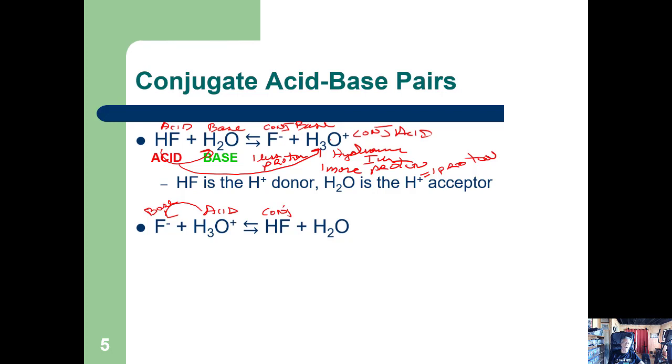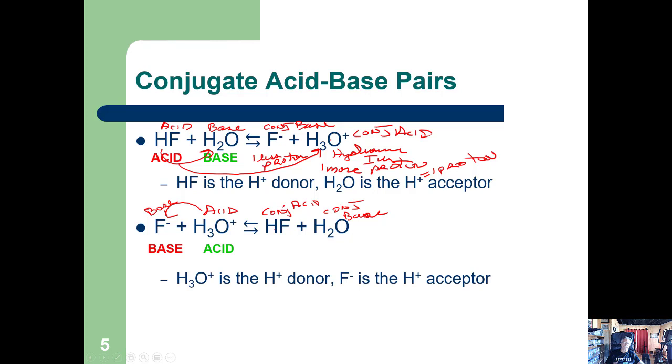Remember that the conjugate acid on the opposite side of the arrow will have one more proton, which HF does. And then we have the conjugate base, which is water in this particular case, because water has one less proton than the hydronium ion. All right, so try and get that squared away. We'll do a little practice here in just a bit. Hydronium ion is the proton donor, fluoride ion is the proton acceptor.